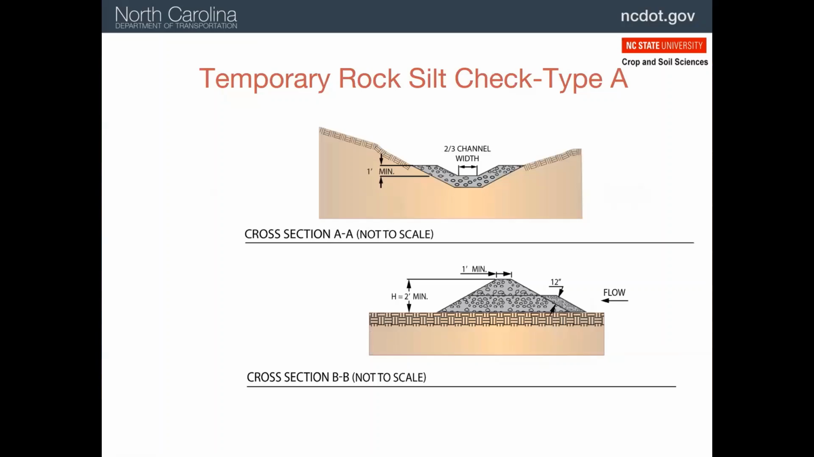So here's some diagrams of the Type A rock silt check with some dimensions shown. It's very important that there's a low point in the middle. That's probably the most common error in these installations. Otherwise, flow can go around the sides and you don't get really much of a check dam effect.